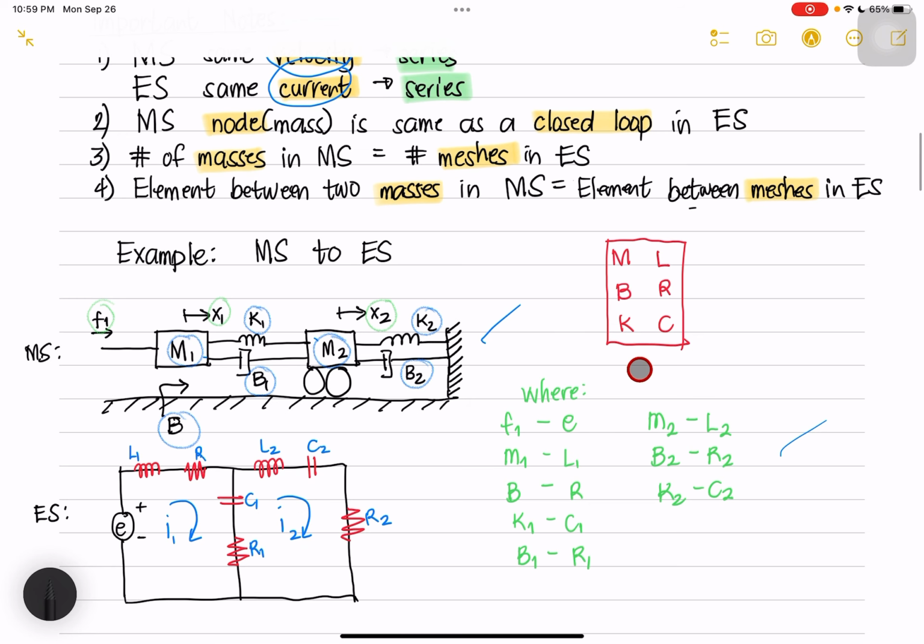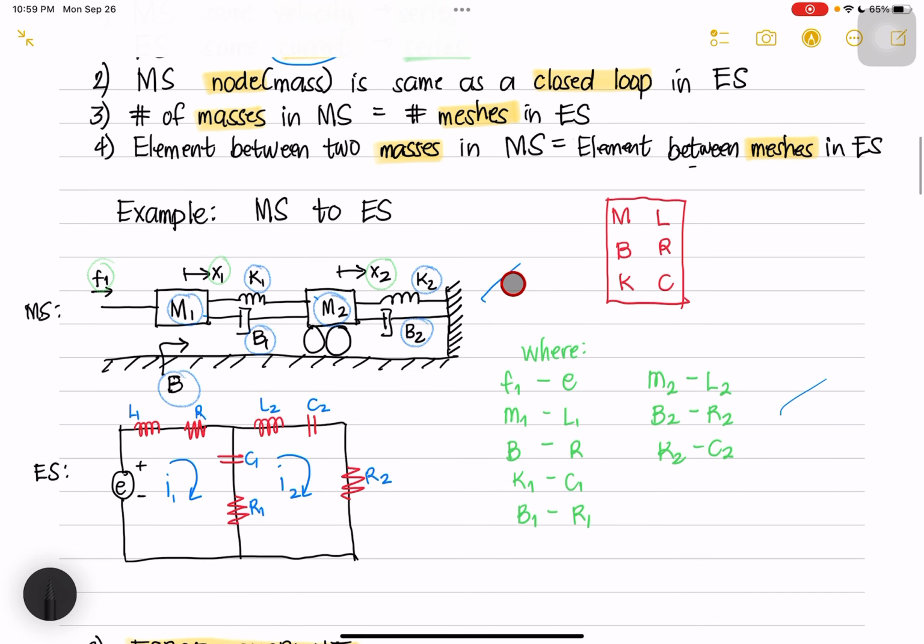So, mechanical system conversion to electrical system. Again, I have this mnemonic here: ML, BR, KC. This is the example of a mechanical system. We have two masses or two nodes in the mechanical system, so we will have two meshes here, or two loops. Each loop, of course, has one current.